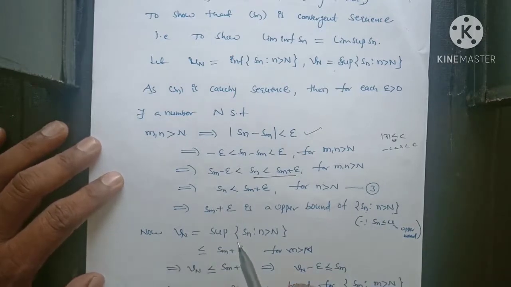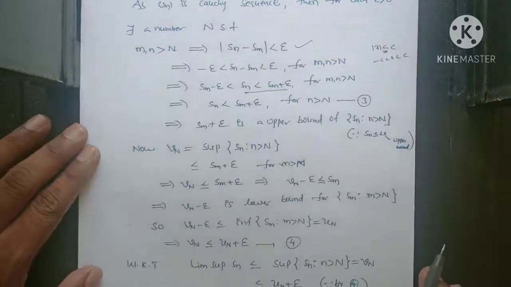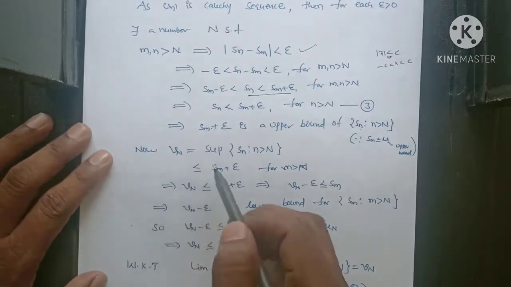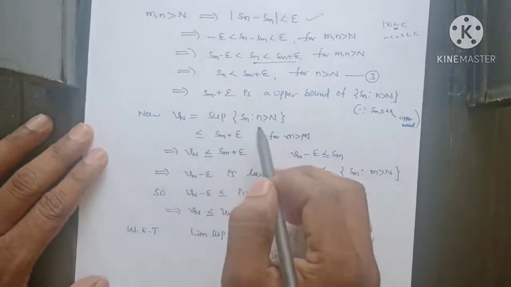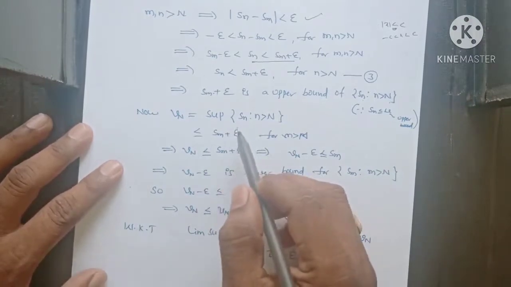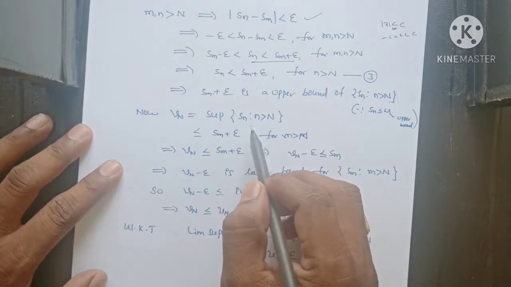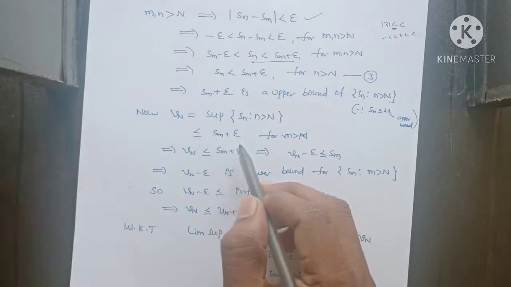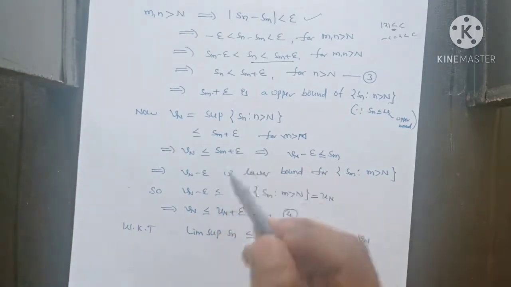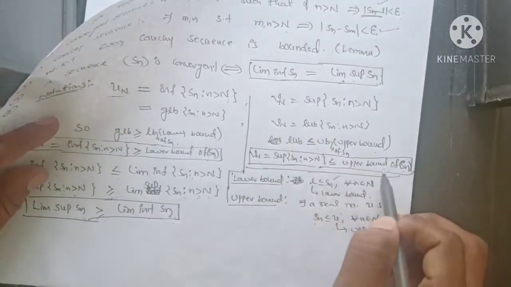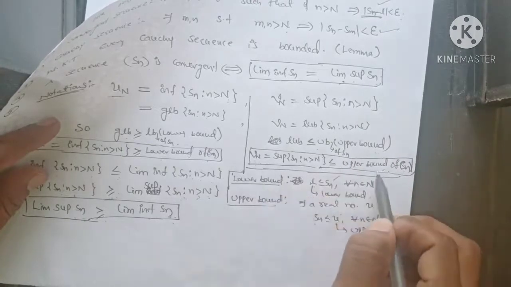Now Vn. What is Vn? Vn is the supremum of the sequence Sn, n greater than capital N. Already we discussed the notation of the sequence. Vn is equal to the supremum of Sn, n greater than capital N. What is the supremum? Already we derived a condition: the supremum of Sn is always less than or equal to an upper bound. That means Vn is always less than or equal to an upper bound.